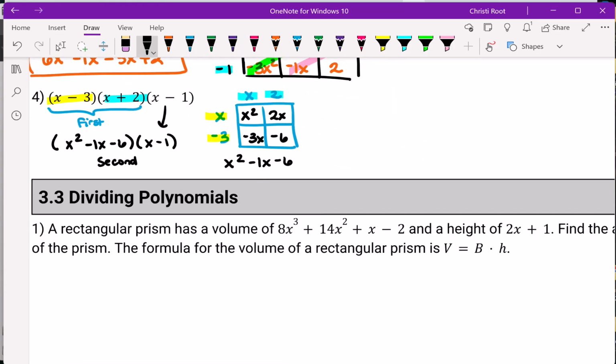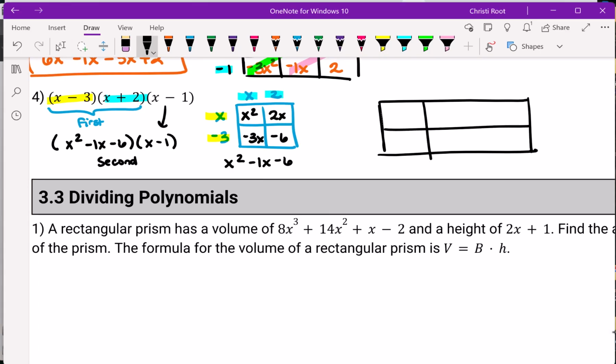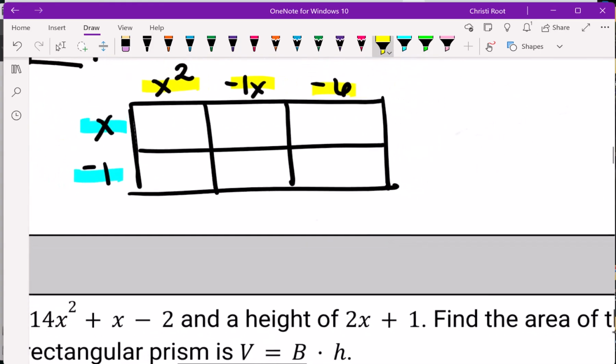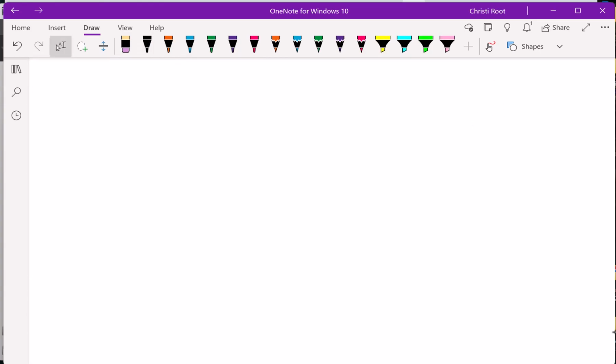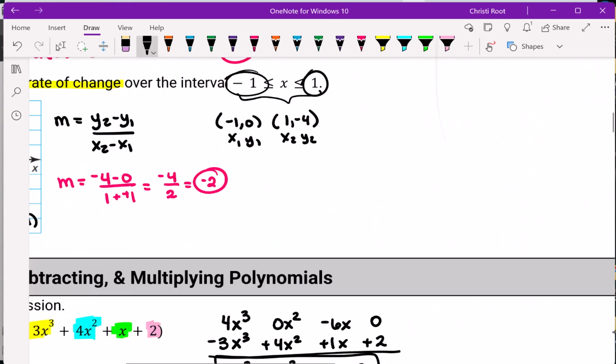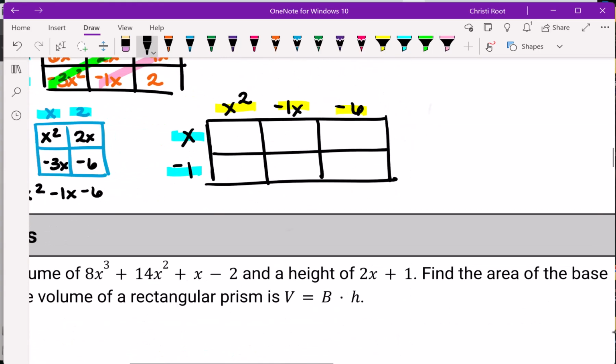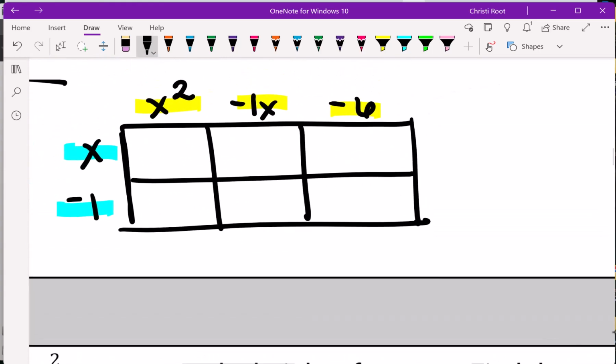So I'm going to create a 3 by 2 or a 2 by 3. I'm going to do 2 by 3 because it fits. Okay, so I'm going to put x minus 1 here and x squared minus 1x minus 6 here. Just be really careful with your signs. Make sure all of your signs match up. Now this is going to give me my final answer here. Just very carefully make sure that you're checking your work as you go.